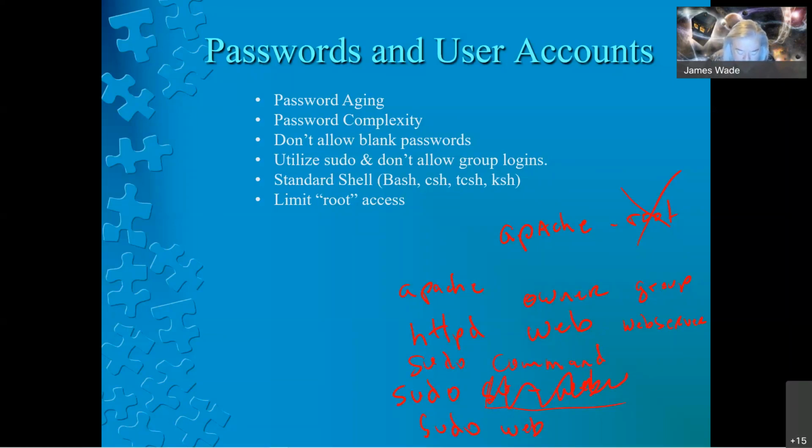But the important part is that when they say allow group logins, nobody's going to know the web password. They won't know what it is. They won't be able to use it. We force them to use sudo. So what happens is this: you log in as J Wade, and in J Wade, I then have to sudo to web in order to get into that web account. And then sudo will track it. They will log it. We want to make sure we use standard shells like bash, and we want to limit root access. We do that by using sudo.